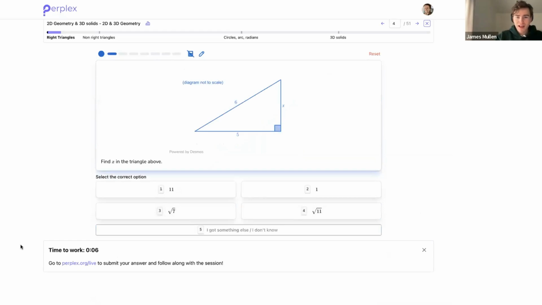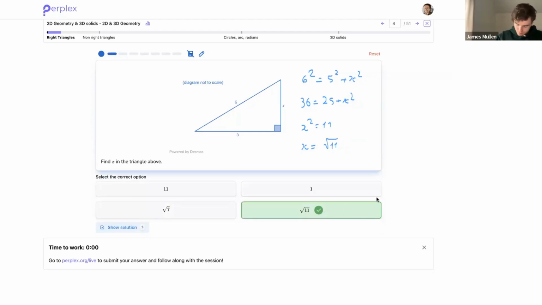All right, I'm going to go over the answer to this. The longest side here is 6, and so by Pythagoras, I can write 6 squared is equal to 5 squared plus x squared. So 36 is equal to 25 plus x squared, means that x squared is equal to 11, and that means that x is equal to root 11. Note that x is equal to negative root 11 is not a valid answer because a triangle can't have a negative side length. And so root 11 is my answer.